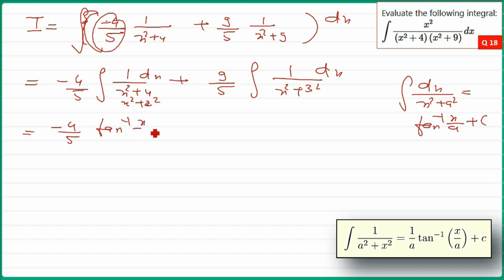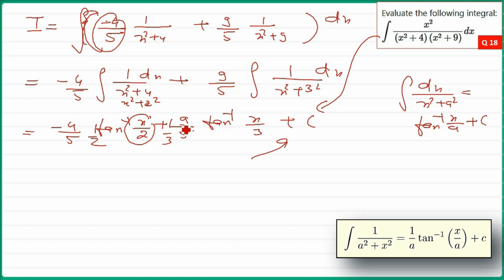So what will come here? Tan inverse x by 2, and 1 by 2 will also come. I'll just write 9 by 5 tan inverse x by 3. So 1 by a also will come, 1 by 3 will also come. So please remember, there is a slight change in this formula. Integration of dx by x square plus a square is 1 by a tan inverse x by a. So let me include this. So 1 by 2 and 1 by 3 because of 1 by a tan inverse x by a. That will come. So let me write the final answer.